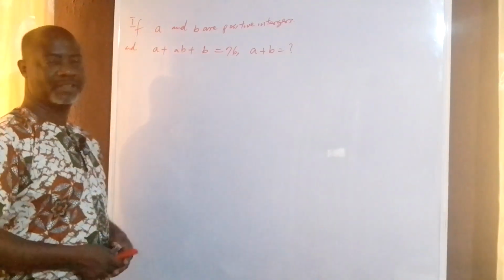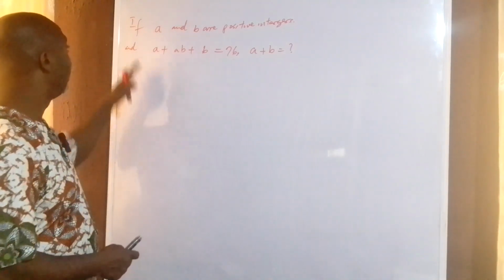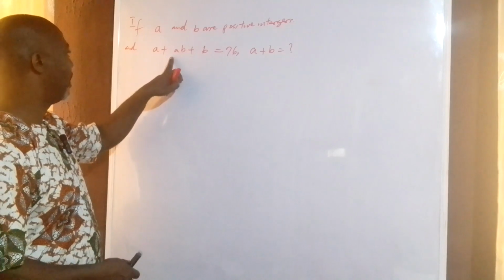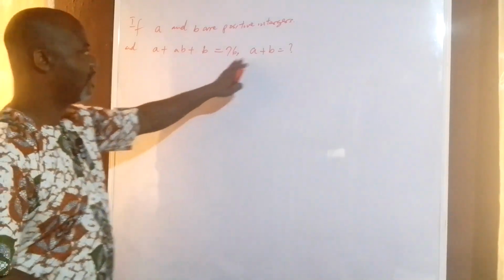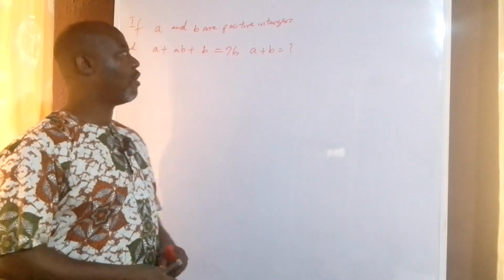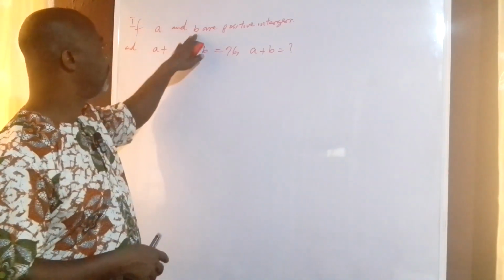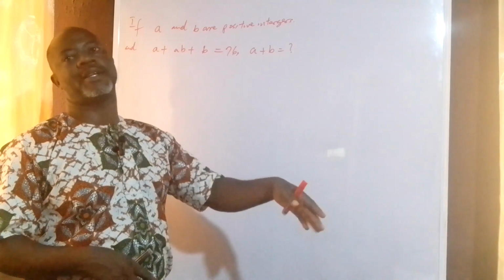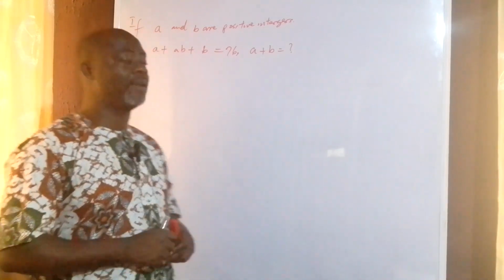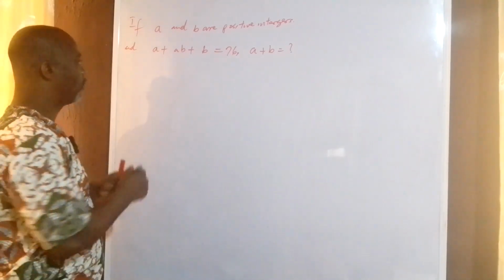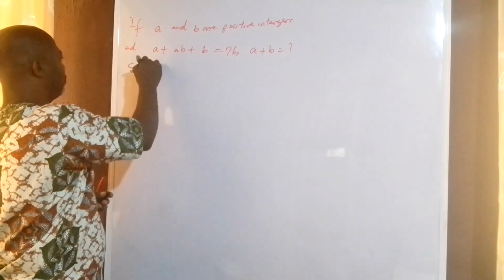Today we have this question: if a and b are positive integers and a plus b plus ab equals 76, what will be the value of a plus b? A and b are positive integers. Let's keep that in mind. So how do we attack or approach this kind of question? Let's see the solution.